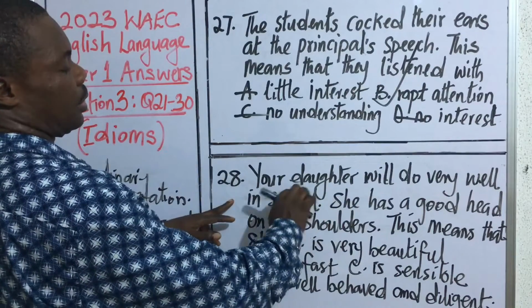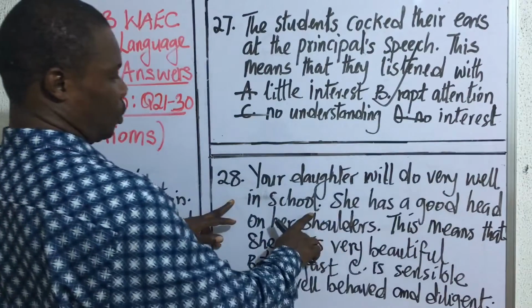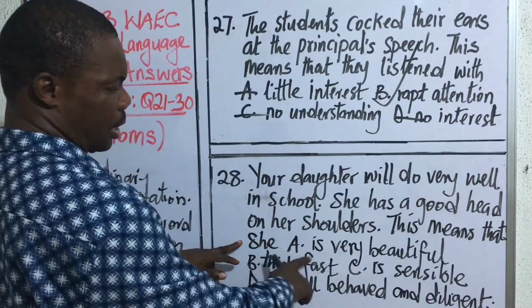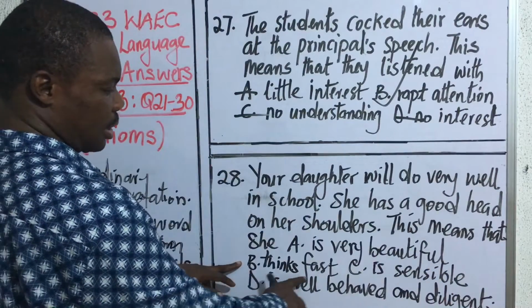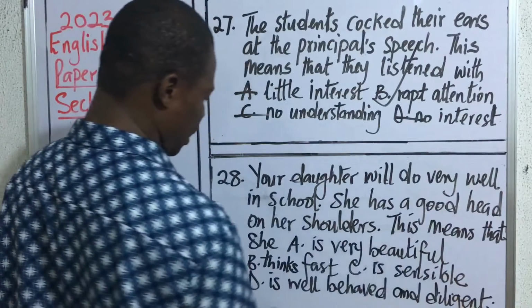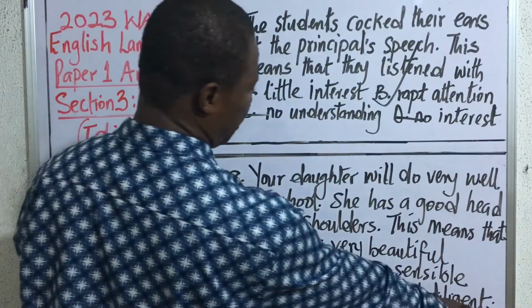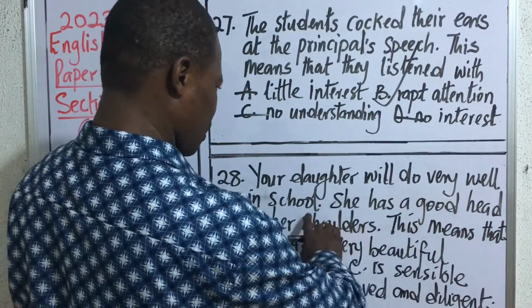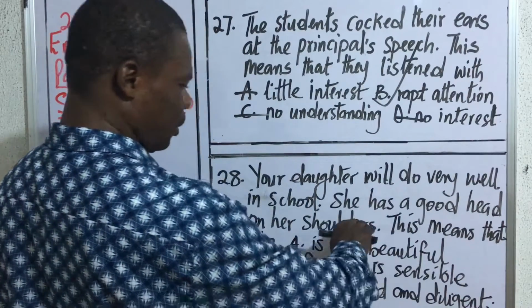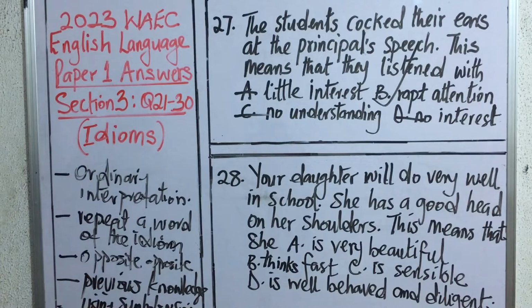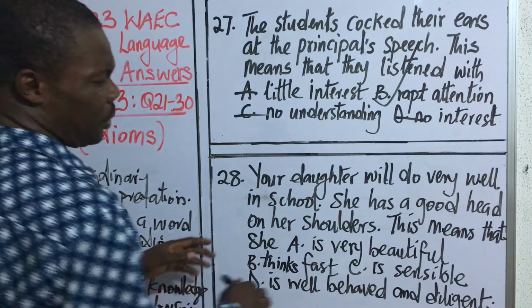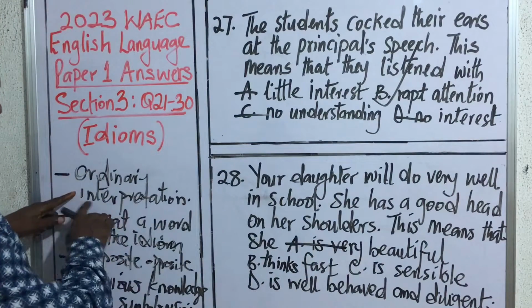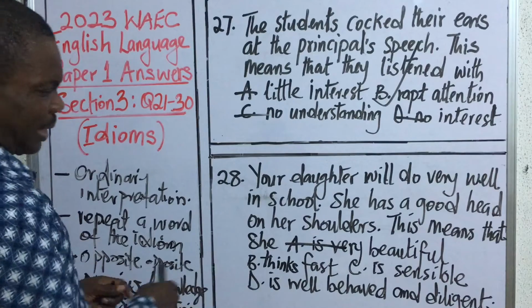Question 28. Your daughter will do very well in school. She has a good head on her shoulders. This means that she, A, is very beautiful, B, thinks fast, C, is sensible, D, is well behaved and diligent. Right, so the context of this idiom speaks of someone having a good head on their shoulders. Alright? So if this girl has a good head on her shoulders, it doesn't mean she's beautiful. That looks like an ordinary interpretation of the idiom, a casual interpretation, so it cannot stand there.